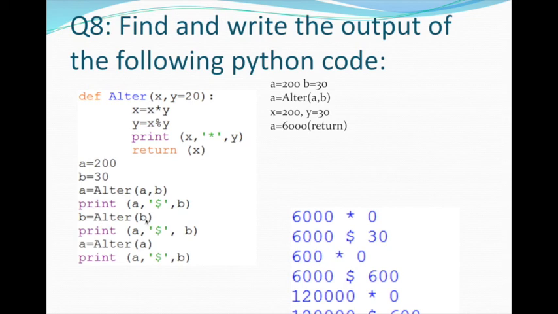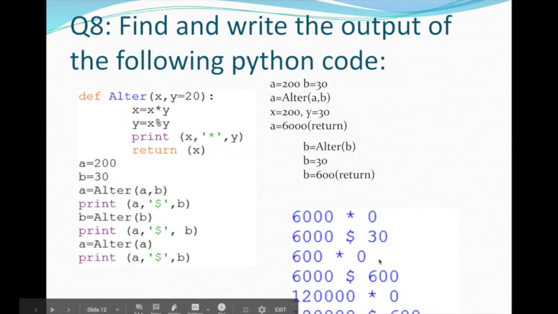Then next, again a function call. Here only one value is passed, b. The value of b is 30, and that 30 is passed to x. The y value is again 20, no change. So again calculating x equal to x * y: 30 into 20, so the value is 600. Now x value is 600 and y value is 600 mod 20. Don't take it as 30 mod 20, because the x value is changed. So 600 mod 20, and the value is x star y, 600 star 0.